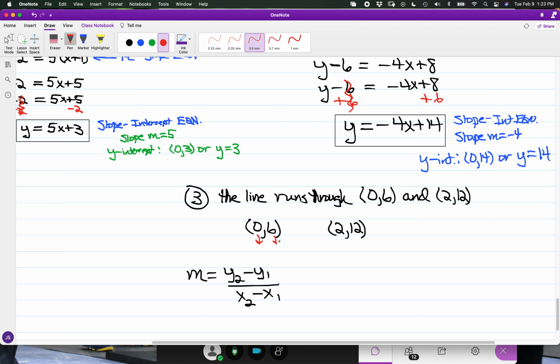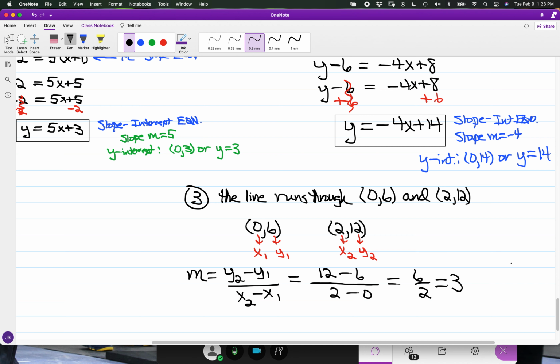You can designate either ordered pair as the first and the second, but just keep in mind all coordinates will be inside the parentheses in the form of x and y. So we'll say we have 0 and 6 as the first x and y values, and 2 and 12 as the second set. If we substitute accordingly, we have y2 minus y1, so 12 minus 6, over x2 minus x1, so 2 minus 0. Here 12 minus 6 is 6, divided by 2, and so the slope is equal to 3.